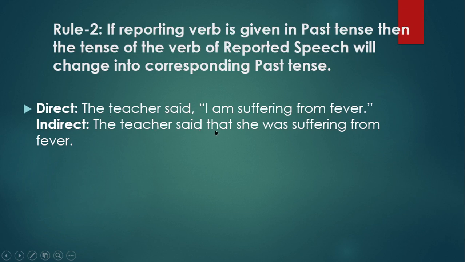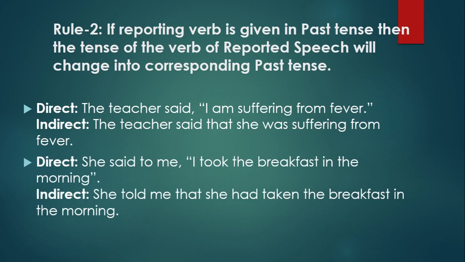The teacher said that. Suppose this teacher is a female teacher. So we will write down the teacher said that she was. I am will change according to the reporting verb said. That's why here we are using was. Okay, she was then suffering from fever. The teacher said that she was suffering from fever.